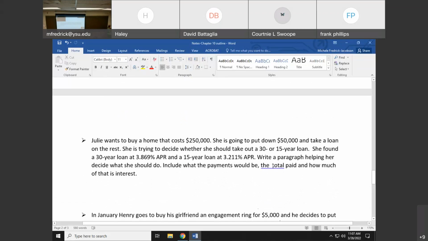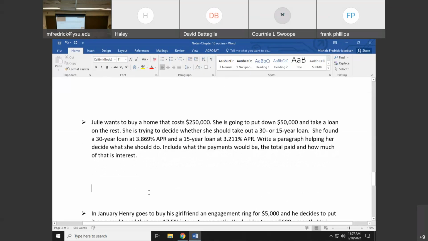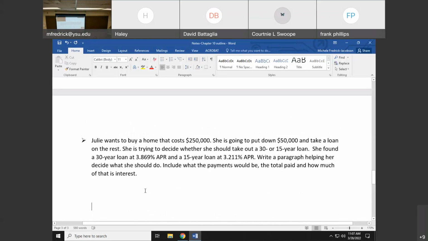I wrote a few problems to try. These are things like I would put on a test or a group assignment. I think this was a group assignment one year, maybe even last year. Julie wants to buy a home that costs $250,000. She's going to put down $50,000 and take a loan on the rest. She's trying to decide whether she should take out a 30-year or a 15-year loan. She found a 30-year loan at 3.869% and a 15-year loan at 3.211%. Write a paragraph helping her decide what she should do. Include what the payments will be, the total paid, and how much interest.